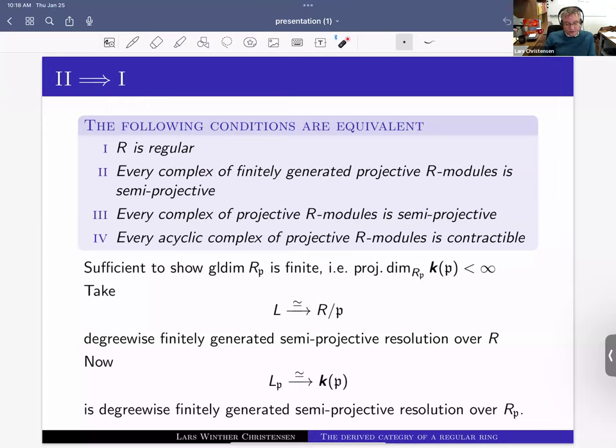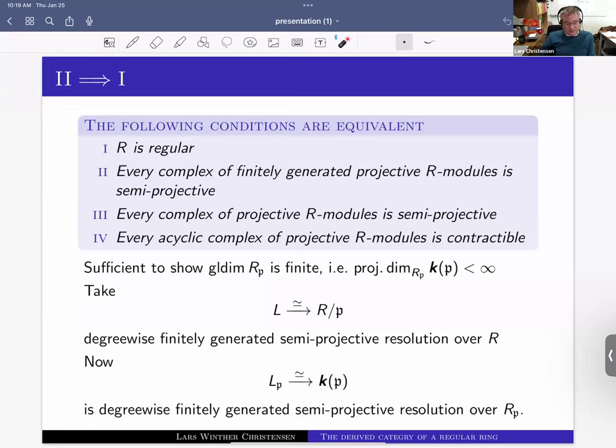So to prove that condition 2 implies that R is regular, it's sufficient to show that at every prime ideal, the global dimension of R localized at that prime is finite. And this is by the Auslander-Buchsbaum-Serre theorem. So what I really need to prove is that the projective dimension of k(p), the notation for the residue field of the local ring R localized at p, is finite.